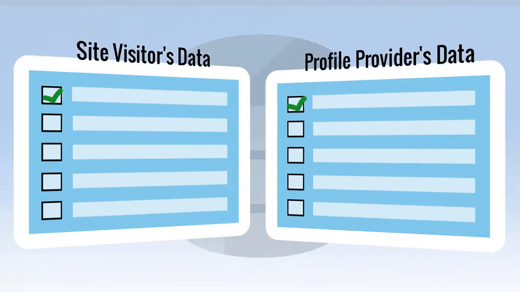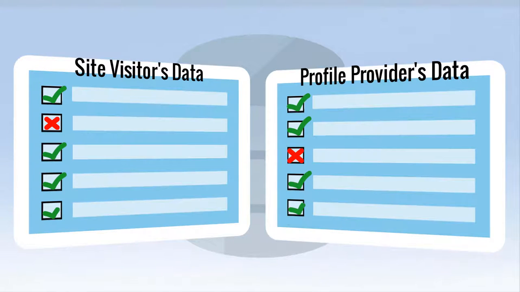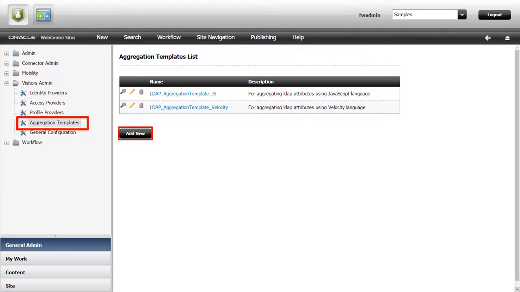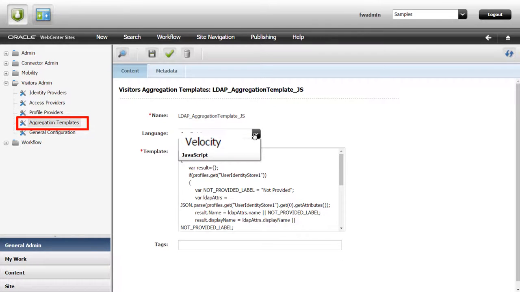Aggregation templates allow you to combine profile attributes from different profile providers. You can set rules and specify the number of attributes to match the site visitor's data against the profile provider's data. You can edit or add a new template from the aggregation templates list. Update the template using Velocity or JavaScript.